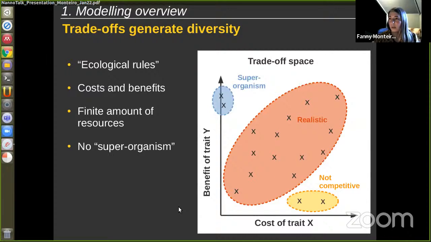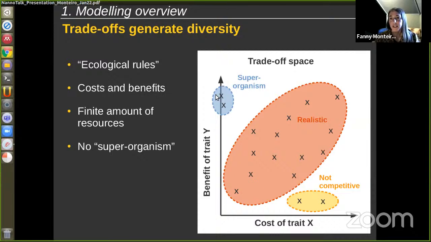So then I talk about trade-offs. I said each trait is associated with a trade-off, which I call my ecological rules. And it's the idea that a trait has a benefit. So for instance, calcification could be to protect against grazers, but there's a cost associated with that benefit. So every time you have a trait that evolves, it's always to the detriment of another trait. And the reason behind it is because we have a finite amount of resources.